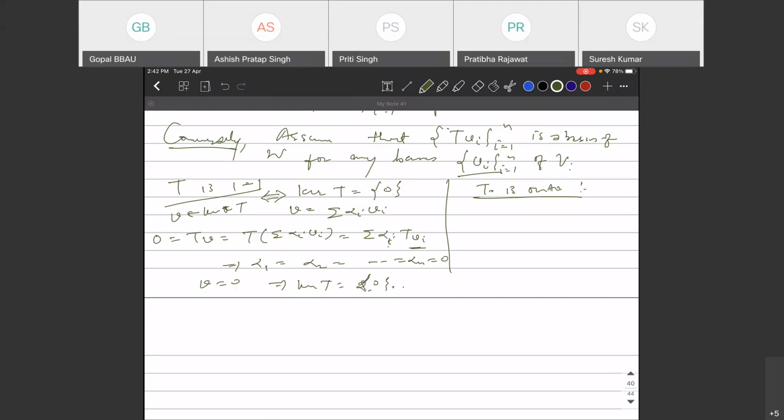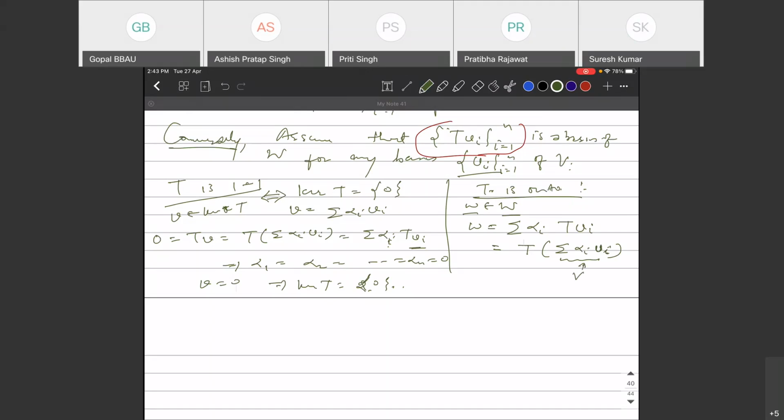So for onto, for any w in capital W, you have to produce a vector v in capital V such that Tv equals w. But this is easy. How? Let's see. Since the T vi are a basis of capital W, this small w is a linear combination of the T vi. T is a linear transformation, so you get T of summation alpha i vi. And these vi are vectors in V, so this belongs to V.